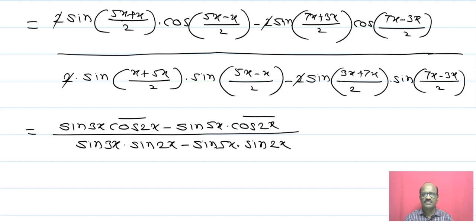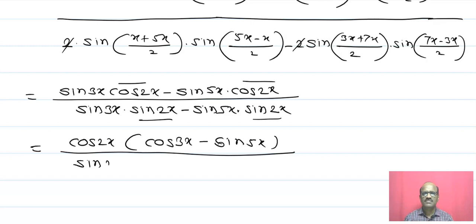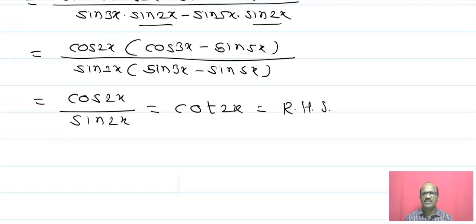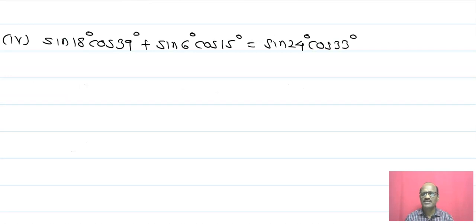Now, if you take the common term from the numerator, that is cos of 2x, now in this case cos of 2x is common. I think there is a small mistake in my writing. Instead of cos of 3x, there must be sine of 3x. That two terms get cancelled. In the numerator, cos of 3x is replaced by sine of 3x. Then the two brackets get cancelled.